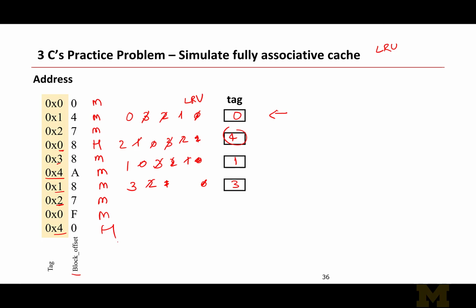Okay, so now we finished simulating a fully associative cache, and you'll notice that compared to my infinite cache, I encountered a few more cache misses.